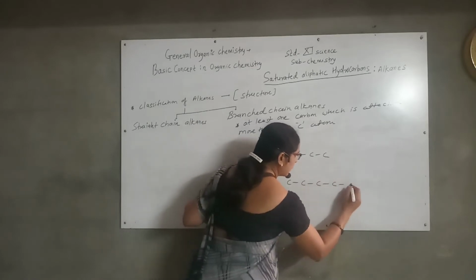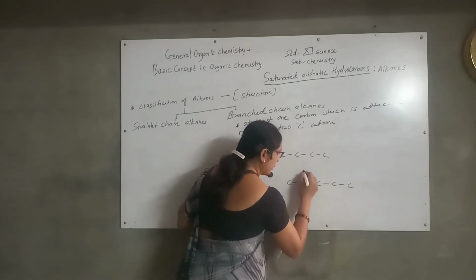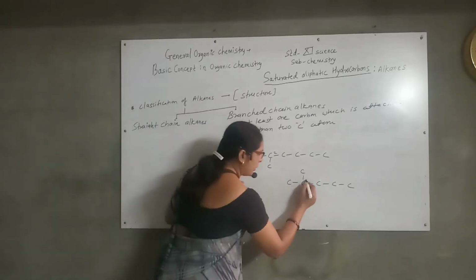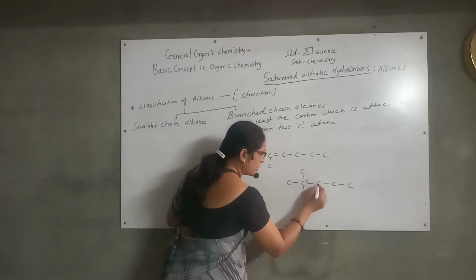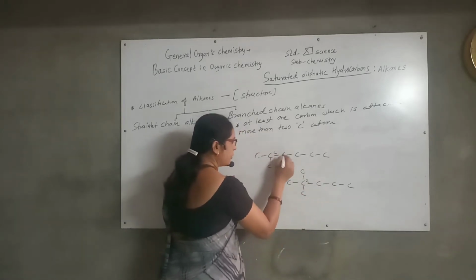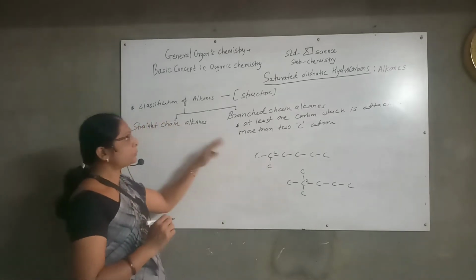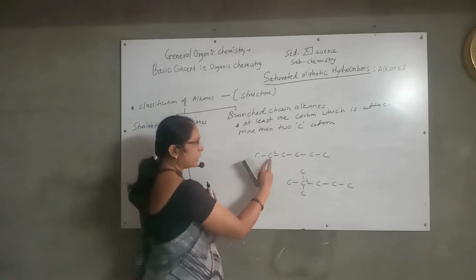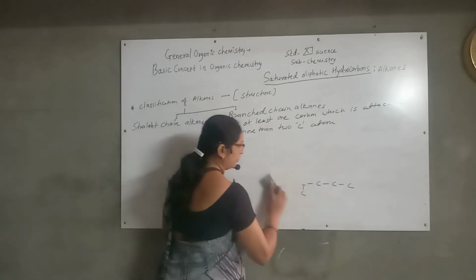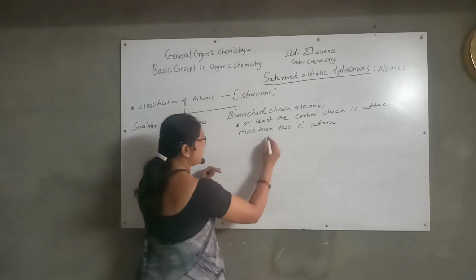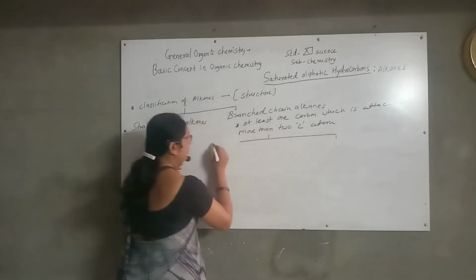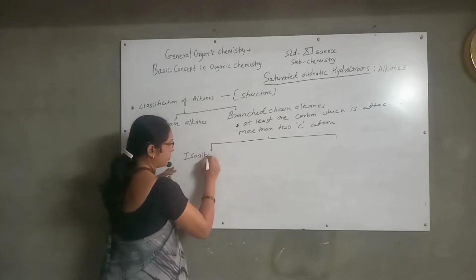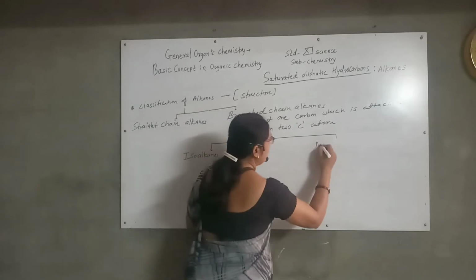Suppose I consider it this way. If I write this structure this way, it is also called a branched chain alkane because the carbon on the second position is attached to 1, 2, 3 and 4. This carbon is attached to 1, 2, 3. In this way, both are branched chain alkanes because they satisfy the condition that there is at least one carbon which is attached to more than 2 carbon. Therefore, branched chain alkanes can be further classified as isoalkanes and neoalkanes.